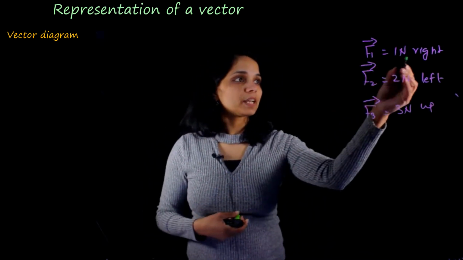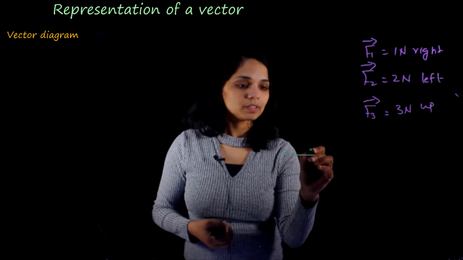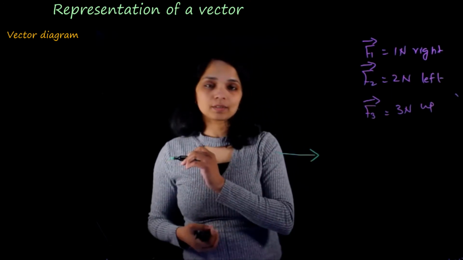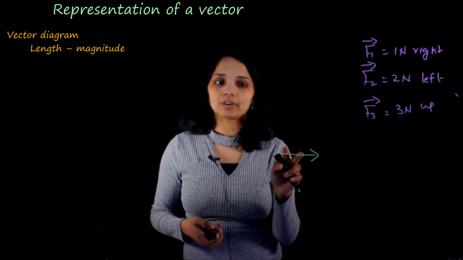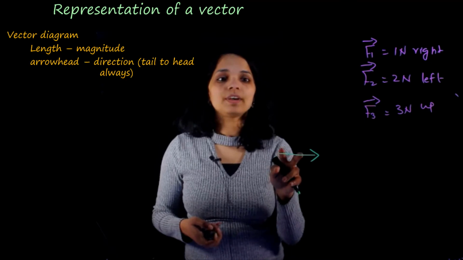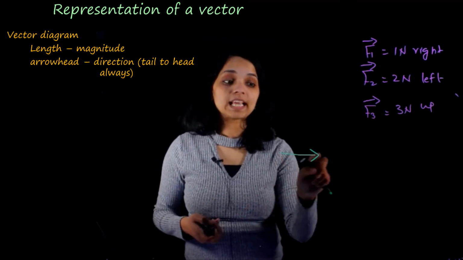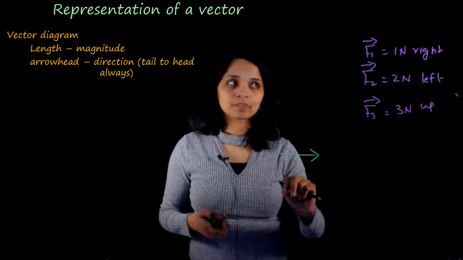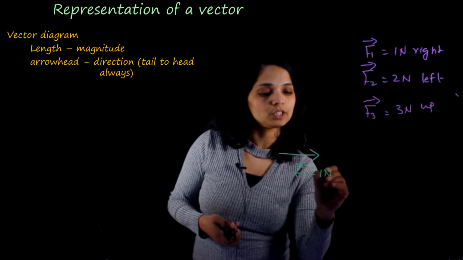If I'm representing 1 Newton to the right, what I can do is draw a vector, draw an arrow like this, 1 Newton to the right. The length of the arrow shows the magnitude, whereas the arrowhead is showing the direction from tail to head. That's the direction. So F1 is represented as 1 Newton to the right.